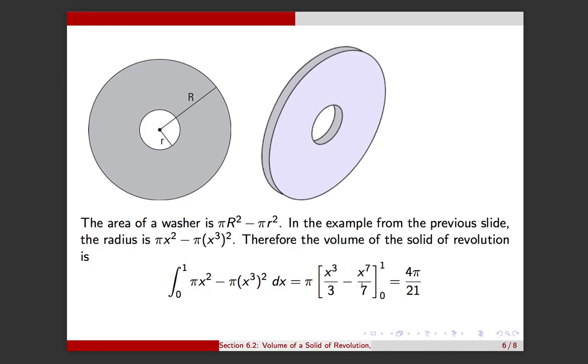So you do your antiderivatives. This is x to the 6th right here. So you get x to the 7th over 7. And you end up with 4 pi over 21. Okay, so in general, in this section, you could get disks, but you could also get washers, right? You could have a disk with a hole punched through the middle of it.